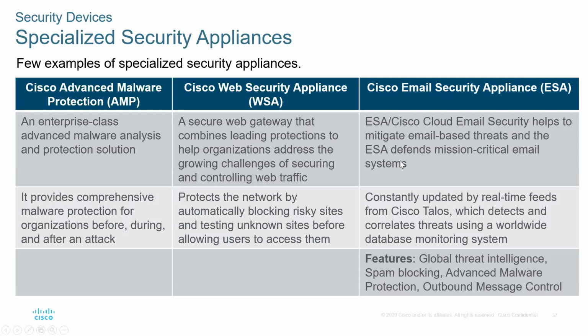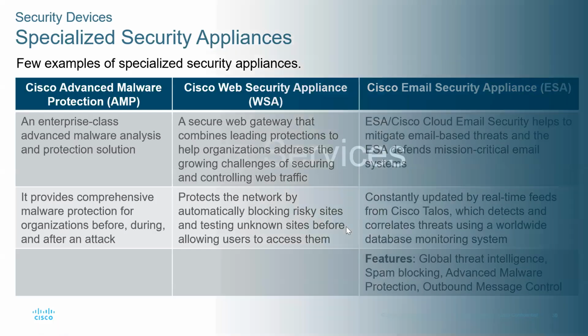You also have the Cisco Email Security Appliance. This is just going to help mitigate email-based threats. So it's monitoring, looking for phishing emails, spam blocking, other malware attached to emails, things like that.